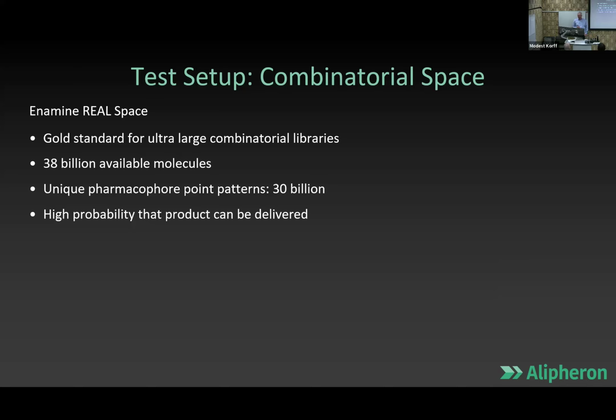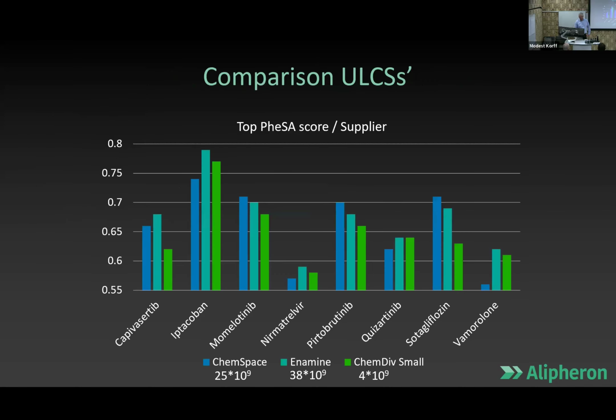We were using 3 combinatorial spaces. I just present a bit closer the Enamine REAL space. I think you all know it. It's the gold standard for ultra-large combinatorial libraries and contains 38 billion distinct molecules. We found 30 billion unique pharmacophore point patterns, and Enamine guarantees a high probability that the molecule you send them can be delivered. I was told that the probability is higher than 75%. This I was told by customers, in fact.